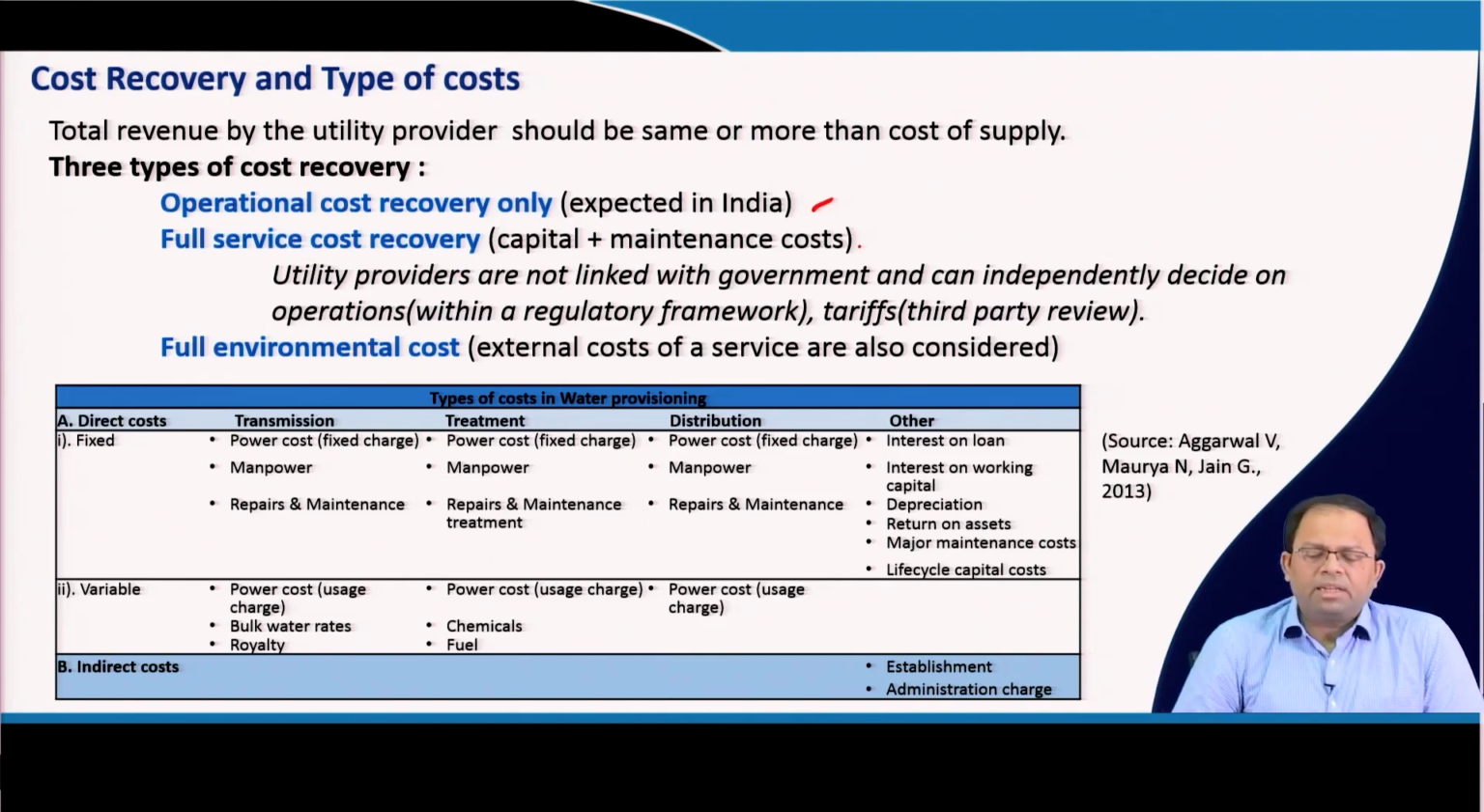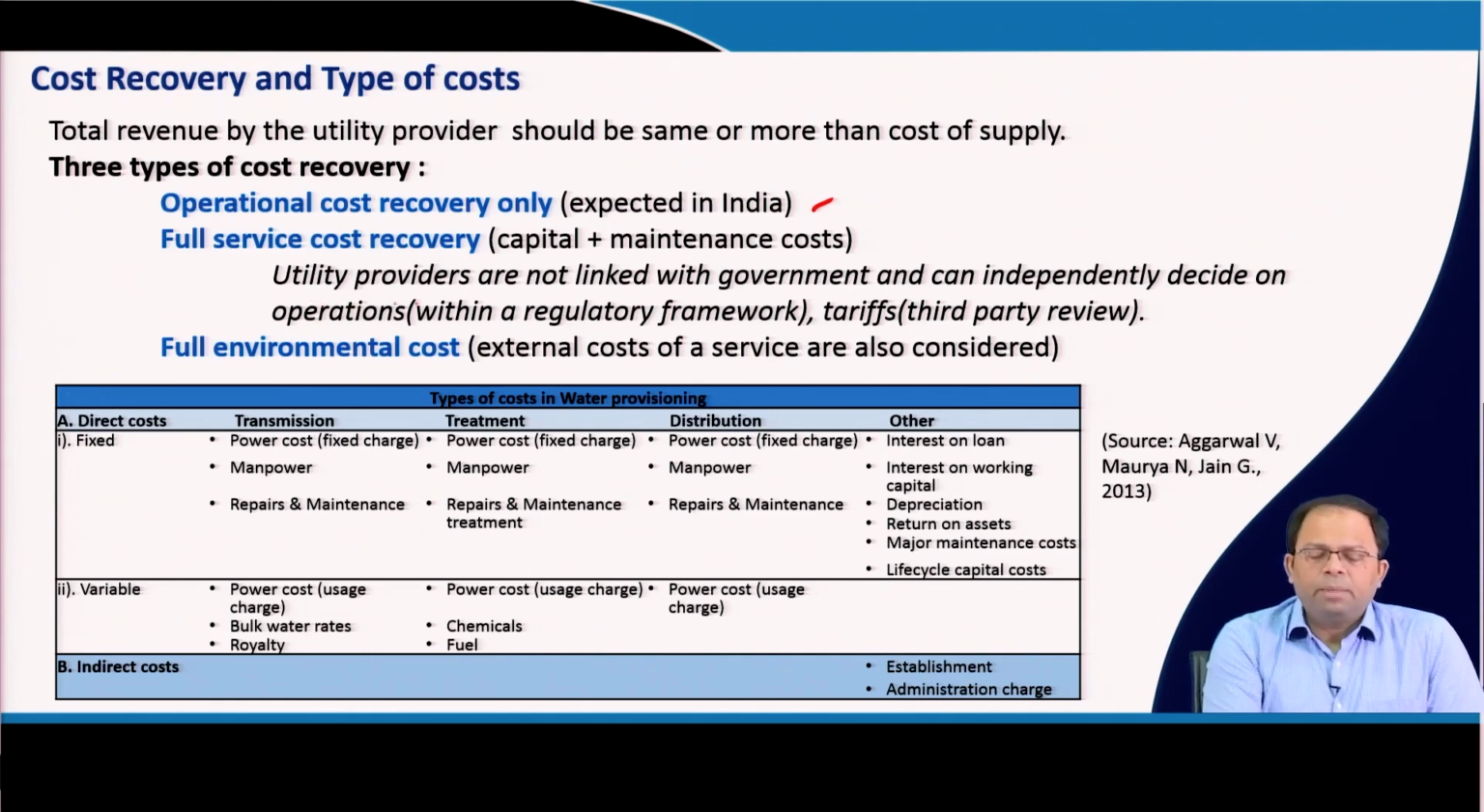Many developing countries and governments usually target not only to operate and maintain the infrastructure, but also to expand or replace it and so on. If utility providers are not linked with government, they can independently decide on operations. And so this is another issue that comes along.